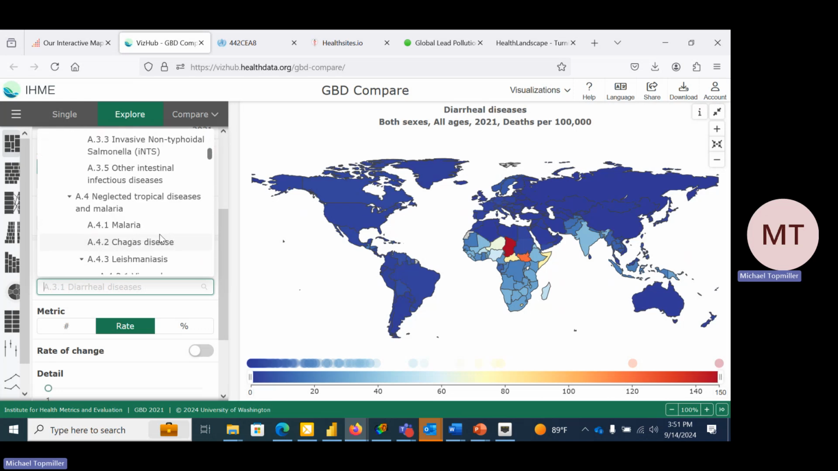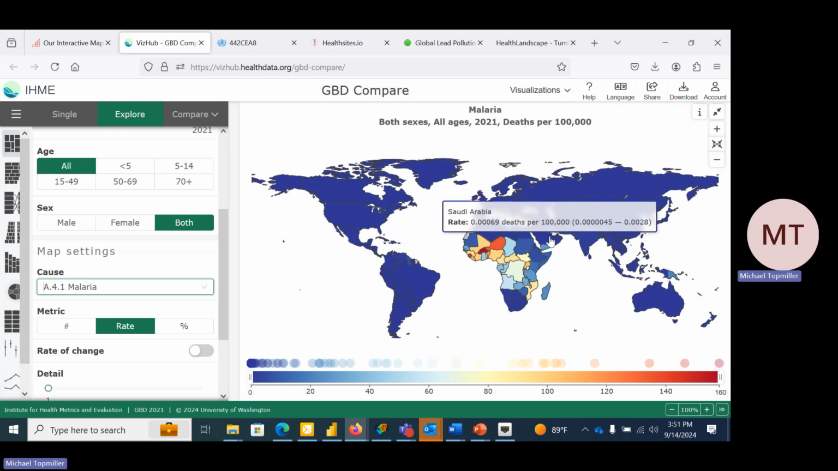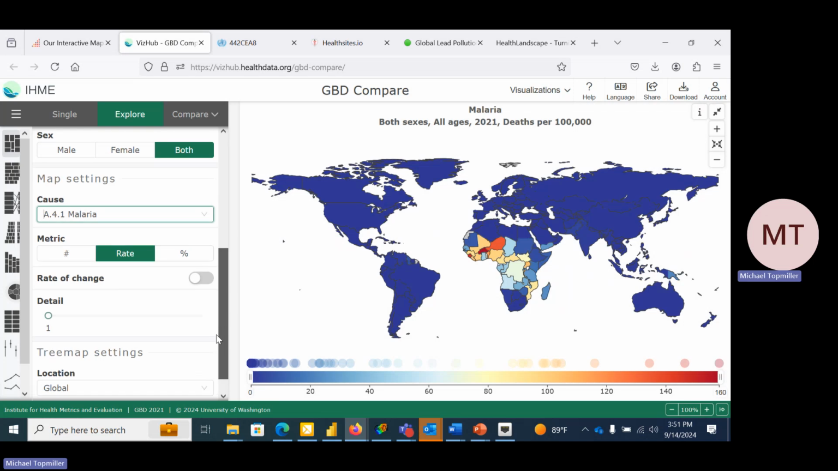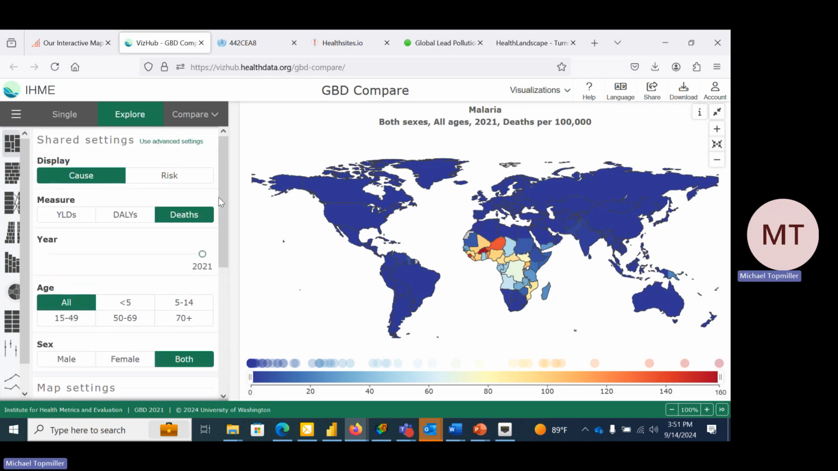I know some of you are interested in malaria. You see that the western part of Africa has the highest rates, and again, across Central Africa, and not really any other deaths or rates anywhere else really across the world. So you can come over here and you could play with this and do lots of different things with this tool. It's a really easy one to use and a really good data source when looking at global data.